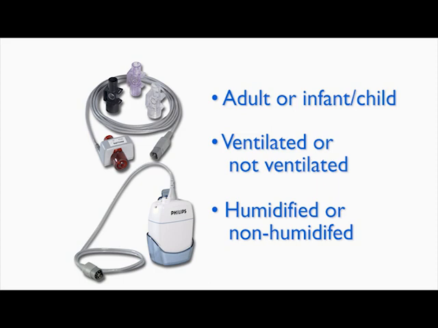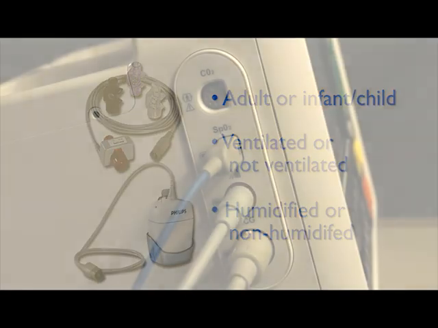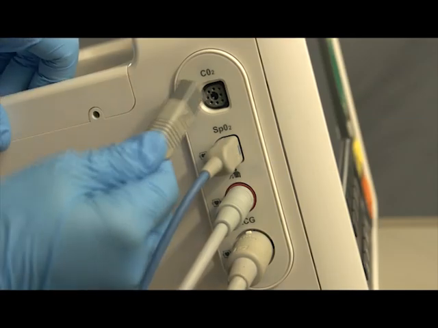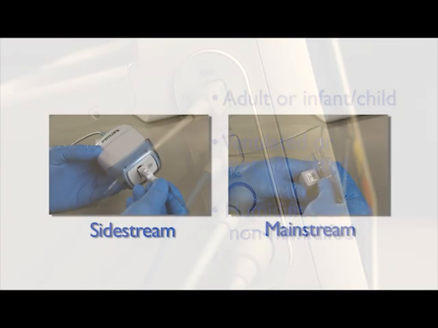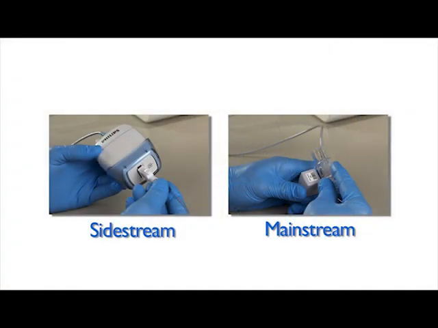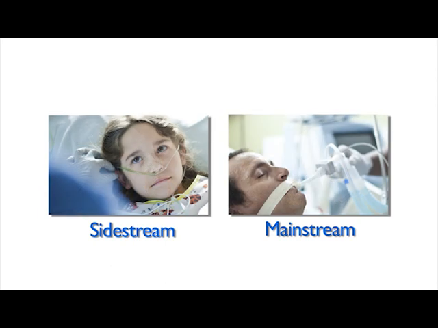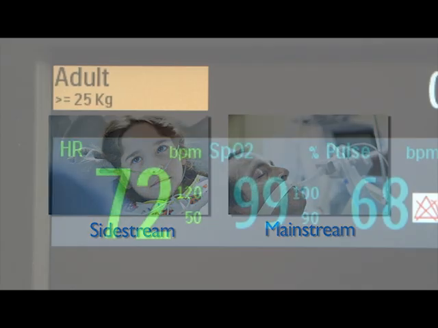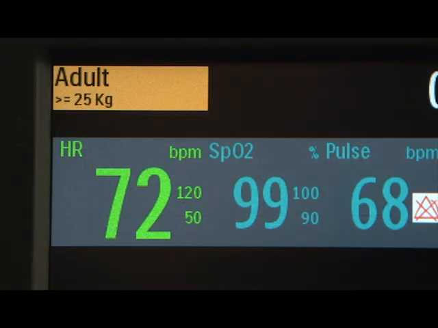To measure end-tidal CO2, connect the sensor cable to the CO2 port on the Efficia DFM100 and the sampling line to the sensor. Attach the sampling line to the patient according to instructions for that sampling line type. Confirm that the patient category is appropriate for this patient.